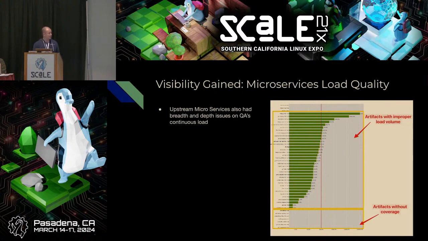Looking at where we were before we started our improvement, you see that we also had a breadth and depth issue there. We had artifacts in our upstream services tier that were not getting any coverage, and for the ones that were getting coverage, some of them did not have the right amount of load. So if you have a multi-tier architecture like we do, make sure everything is covered. That's the basic lesson to take away here.